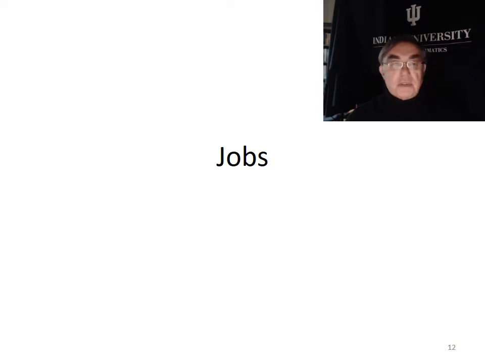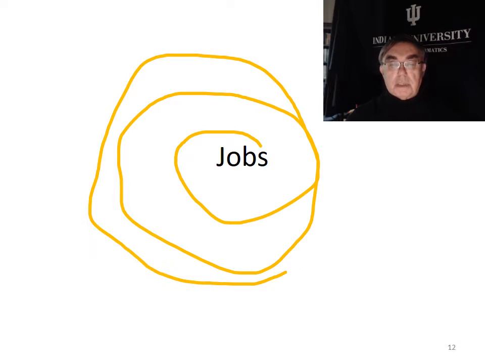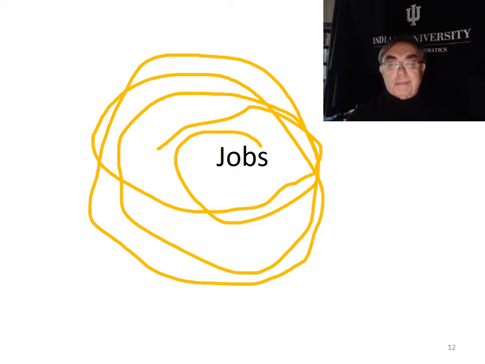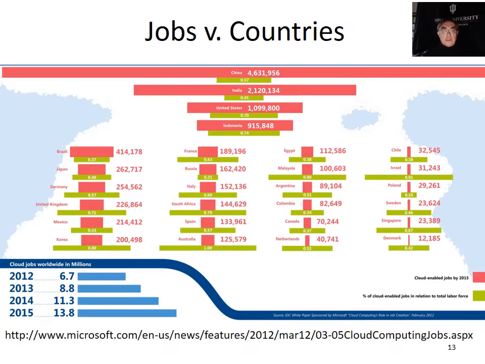The final set of slides of this talk are very important. They discuss what you're here for, the jobs. The first plot comes from Microsoft, and it represents the jobs in cloud computing, interpreted, I think, rather liberally, because obviously if you're using a cloud, then that's a job in cloud computing. In total it goes from 7 to 14 million from 2012 to 2015.